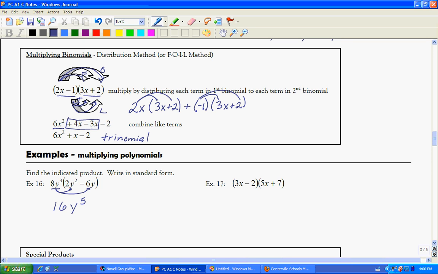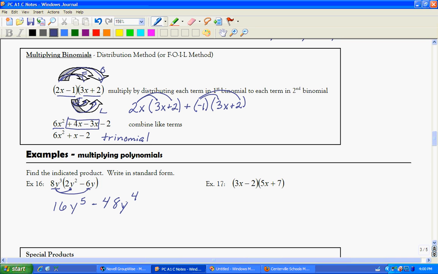When we multiply powers of the same base, we add the exponents. 3 plus 2 gives us 5. And then if we distribute the 8y cubed to the -6y, we end up with -48y to the 4th. Okay.